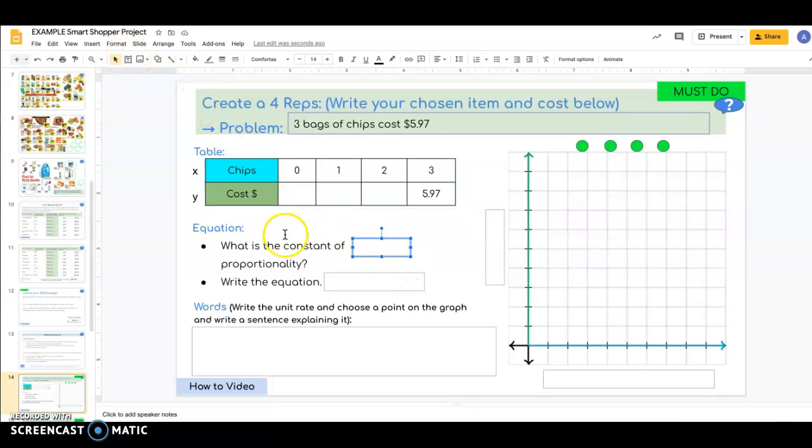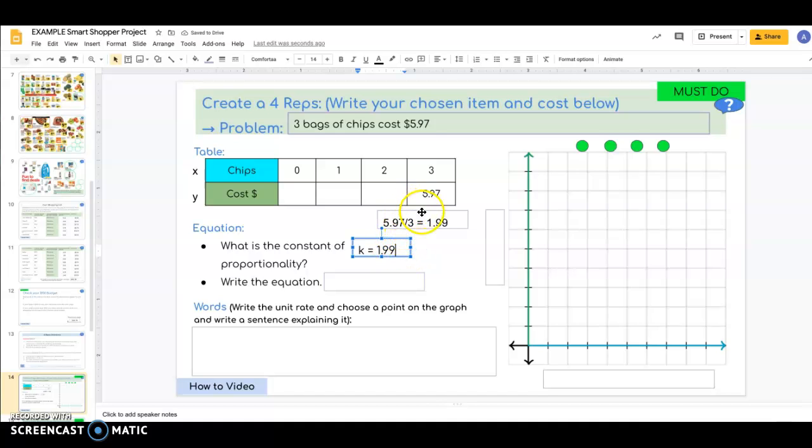So now to determine how much 2 bags, 1 bag, and 0 bags would cost, I need to find my constant of proportionality. And remember, to do that, I need to divide Y, which is $5.97, by X, which is 3. So I'm going to do 5.97 divided by 3. So $5.97 divided by 3 is equal to $1.99. So that means my constant of proportionality is $1.99.